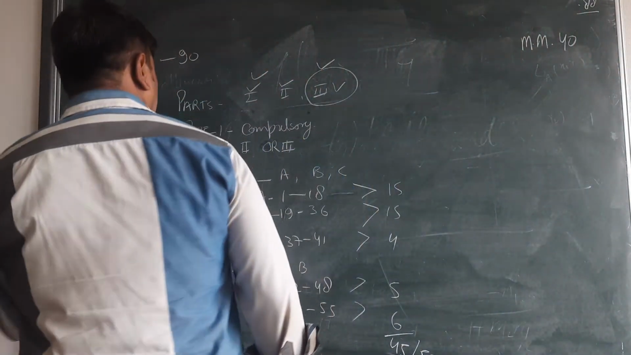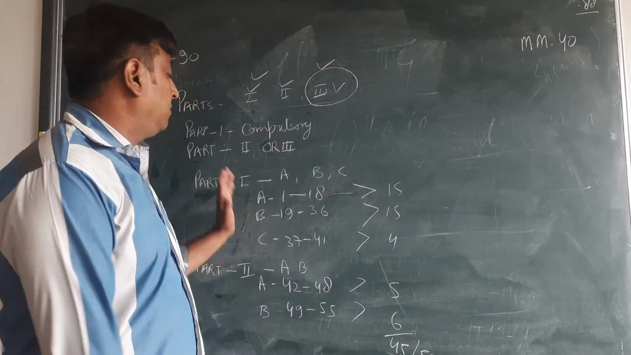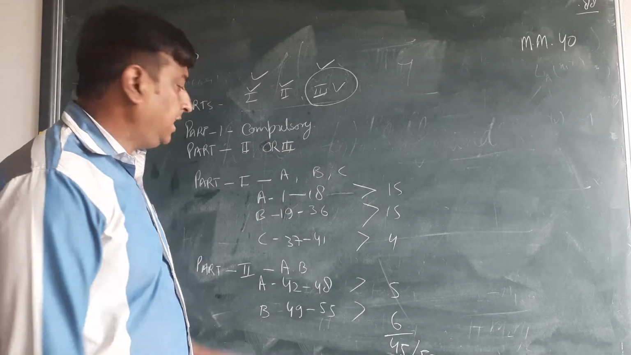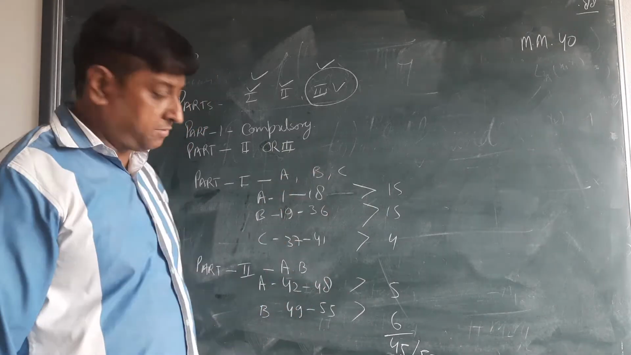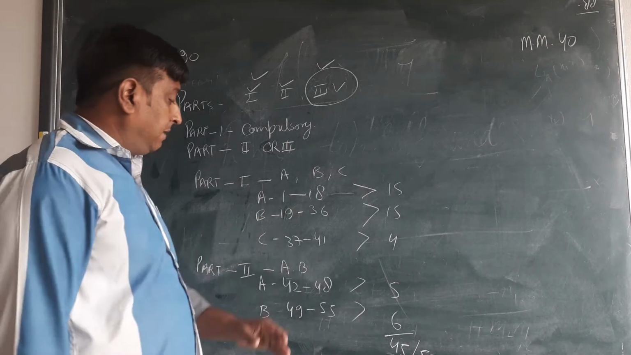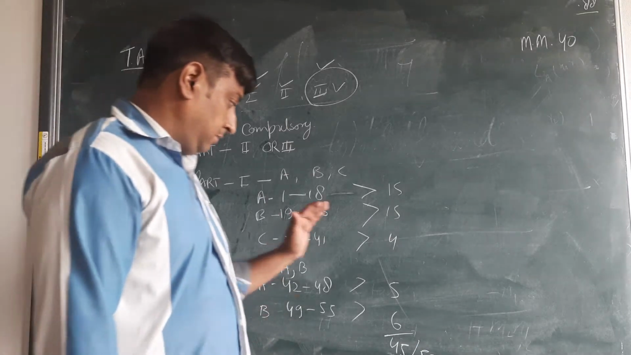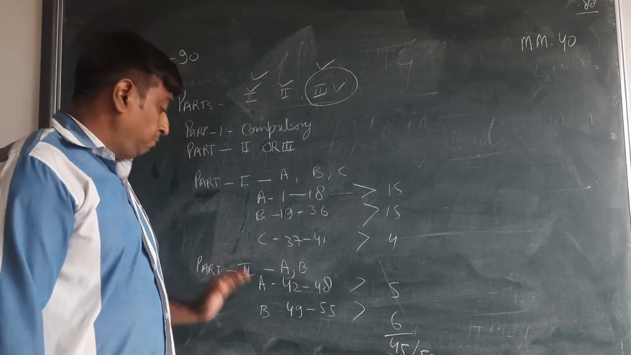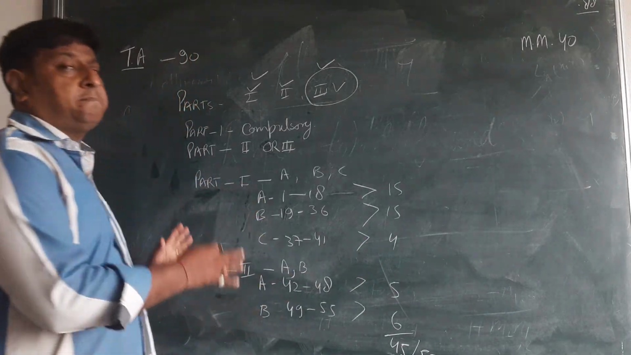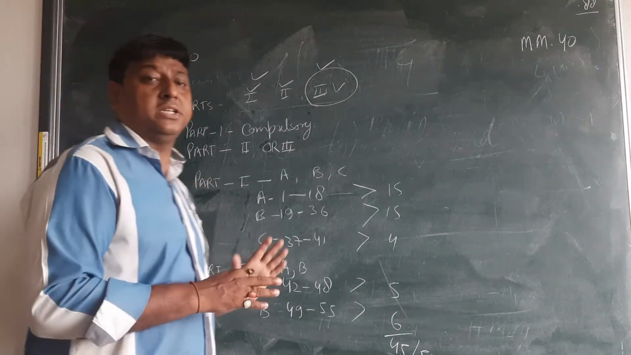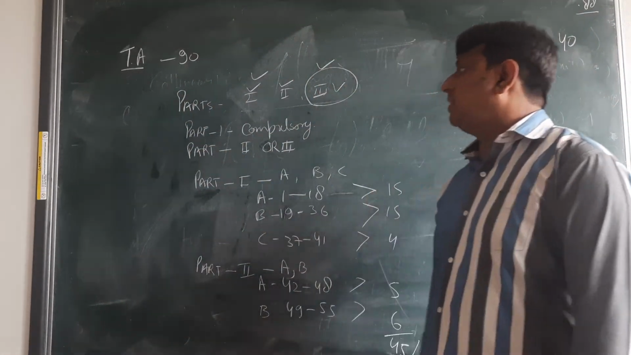Okay, beta. For 11 also, the first part has 3 sections, A, B, C. In the first section, 1 to 18, only 15 questions. 19 to 36, 15 questions only. 37 to 41, 4 questions only. Then Part B has 2 parts: A, 42 to 48, where we attempt only 5 questions, and B, 49 to 55, where we attempt 6 questions. This is the pattern of the accountancy Term 1 paper, for 11 and 12 both.